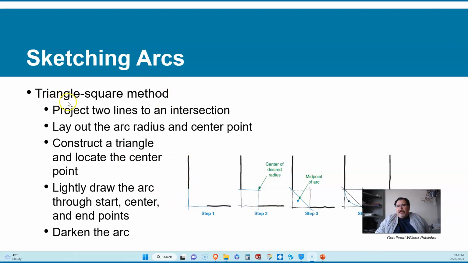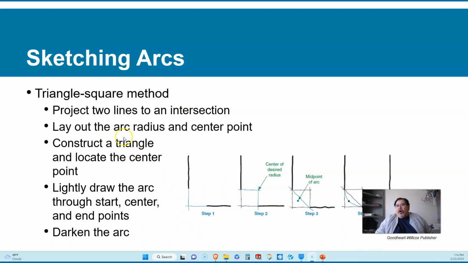So you've got a triangle square method where you project 2 lines to an intersection. So you got step 1, step 2, you got 2 lines, and you can see that they're not finished. So you project them where they crisscross each other to an intersection. Right there is where they intersect each other.